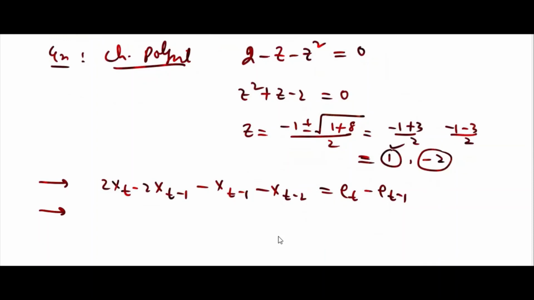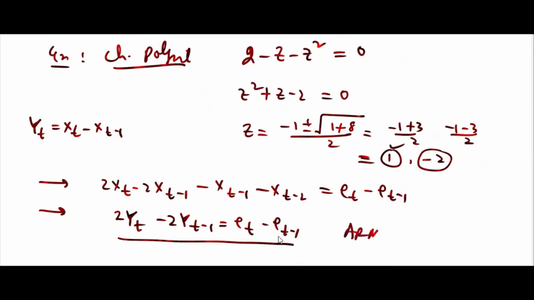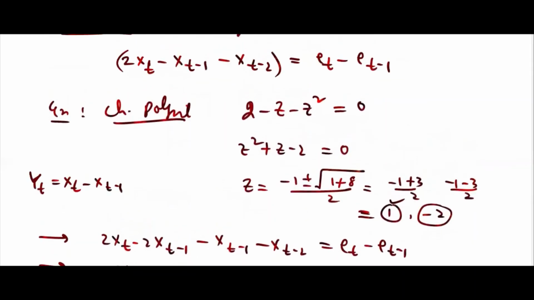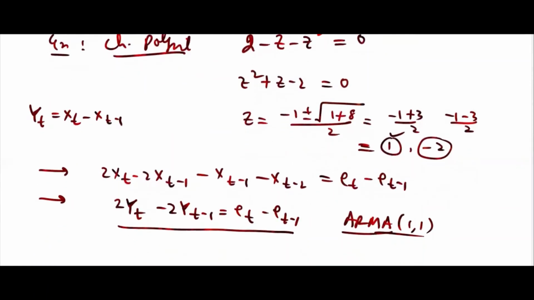So what will happen if you change it to yt, where yt is xt minus xt minus 1, and minus 2 yt minus 1 is equal to et minus et minus 1. Okay, this is ARIMA 1 1. Then what about this? I have to write it as 2, sorry. This is ARIMA 1 2.